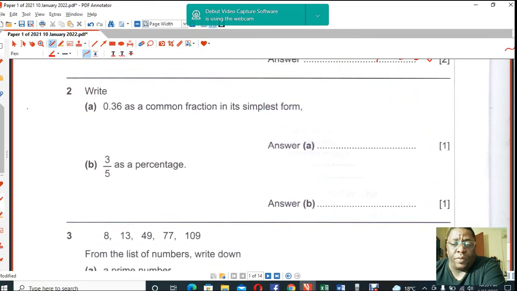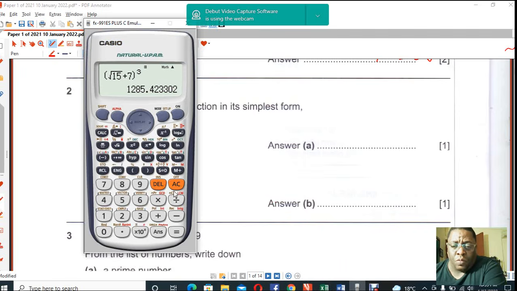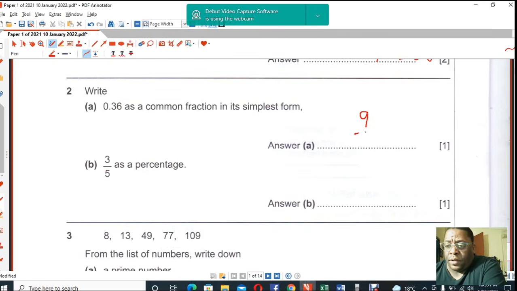Part 2, well, you're supposed to write this as a common fraction, and then you simplify it. Again, you were using a calculator in the exam, right? So don't be afraid to pull out your calculator, clear that display, press 0.36. It gives you the answer, which is 9/25, and that's all. Okay, and then it says you must write this as a percentage. Now, you can do this many ways. You can multiply that. Well, you should get 60%.